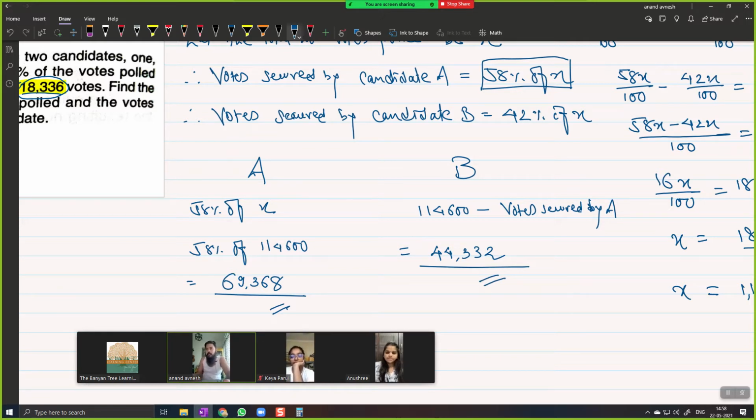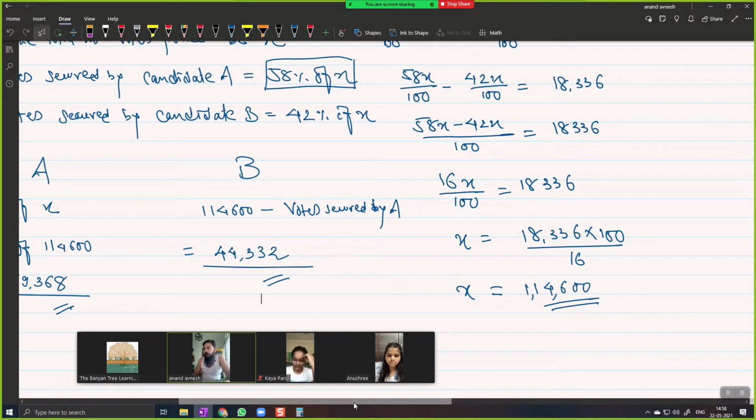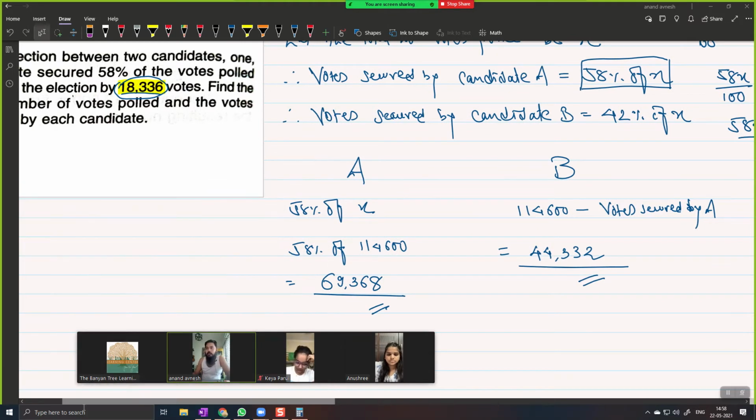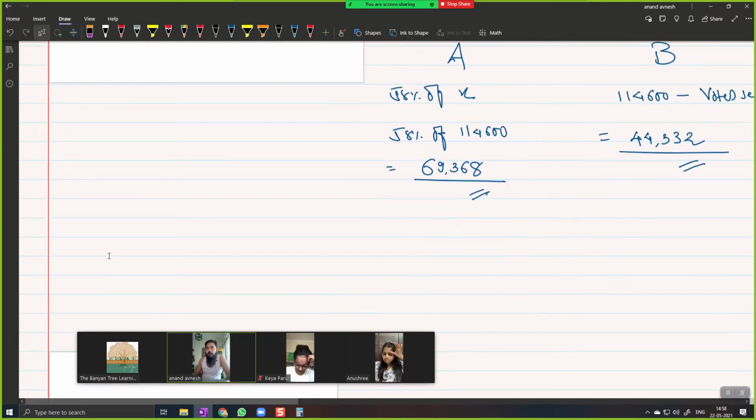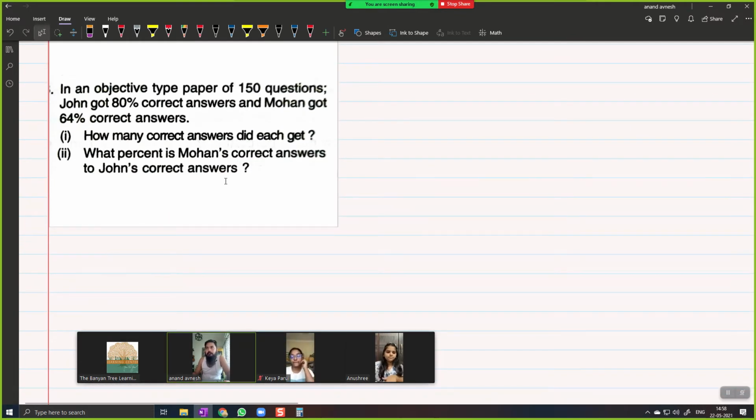As you can see, candidate A has got more votes than candidate B, and that's why he has won. Okay. Yeah, so that was the question. Let's go to the next one.